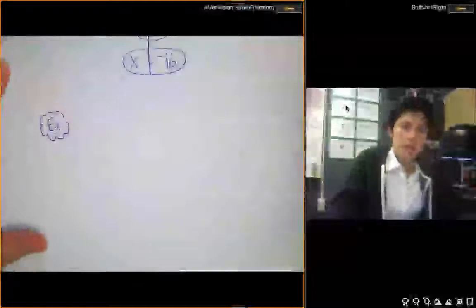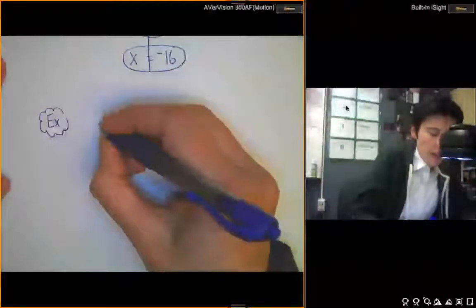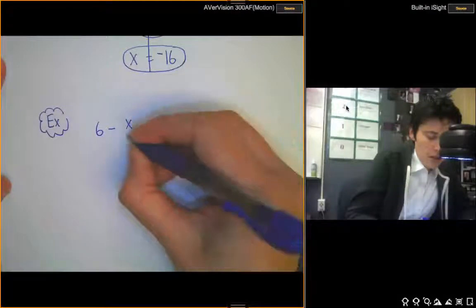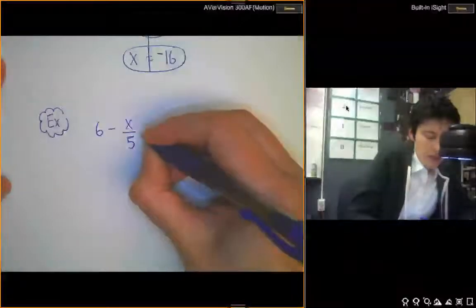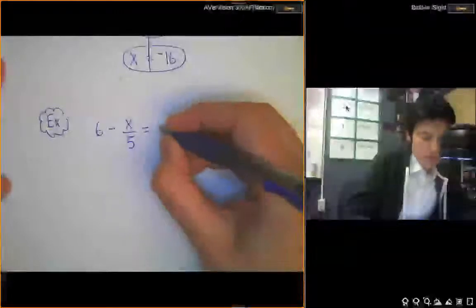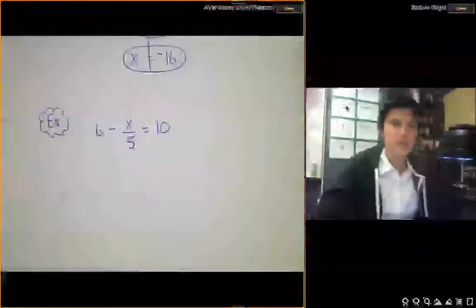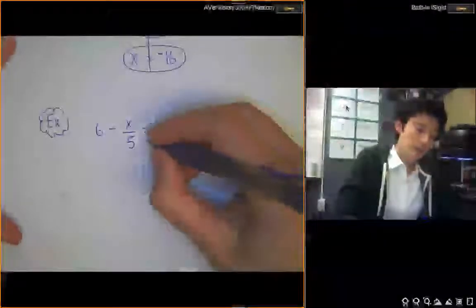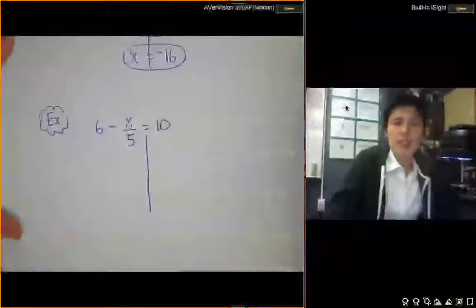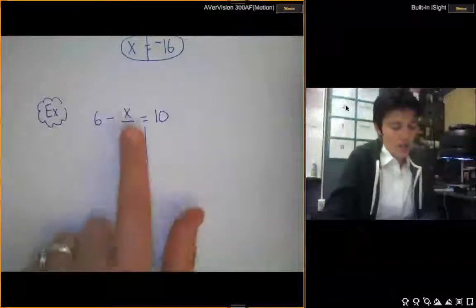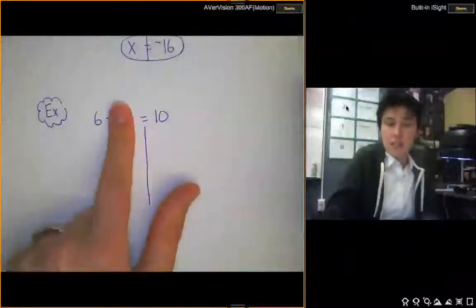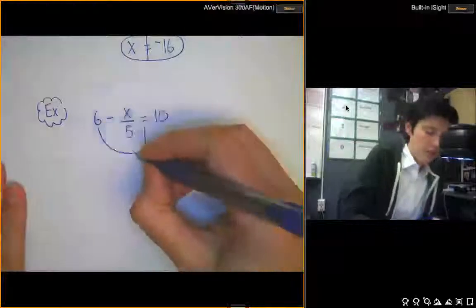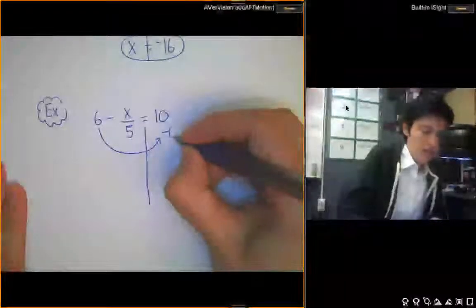What if you got something like this? What if you got 6 minus x over 5 equals 10? We put our line down the middle. We're solving for x. Again, I'm going to ignore the fraction and flip that 6 over first. And it's just a positive regular 6, so it's going to flip and become a negative 6.